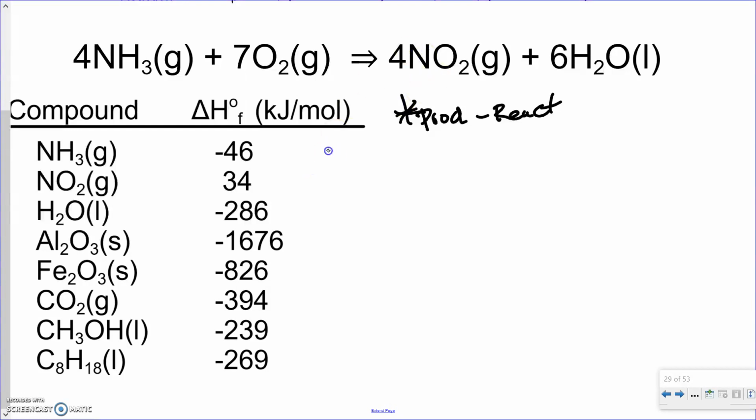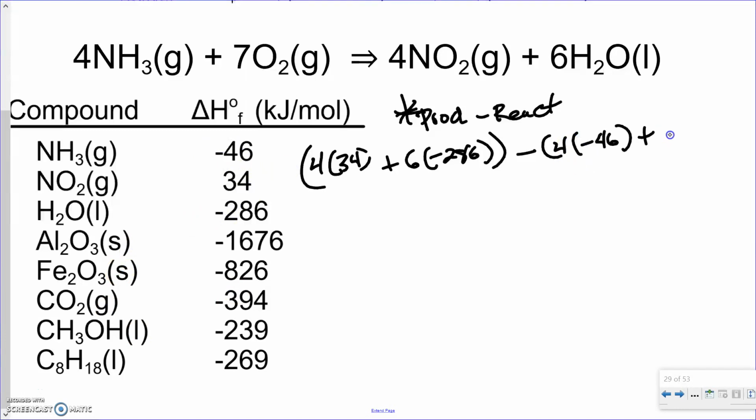So my first product is NO2, and I have 4 of them. So NO2 is a positive 34. Plus 6 times H2O as a liquid, which is negative 286. We are subtracting that from our reactants, which is 4 times NH3, which is negative 46, plus 7 times oxygen, which is an element in its standard form, so 0.